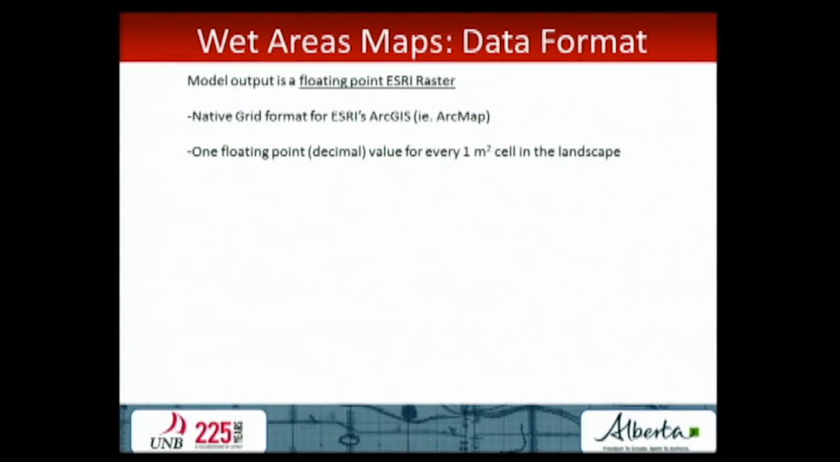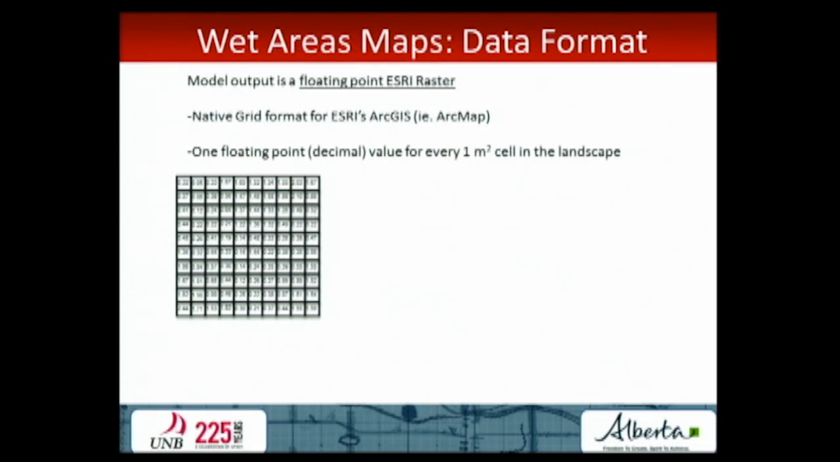Now a little bit about the data formats. The native output of the wet areas mapping product is delivered as a floating point ESRI raster, which is the native format for ESRI's ArcGIS and ArcMap software. For this data, there is one floating point or decimal value for every 1 square meter cell across the landscape.